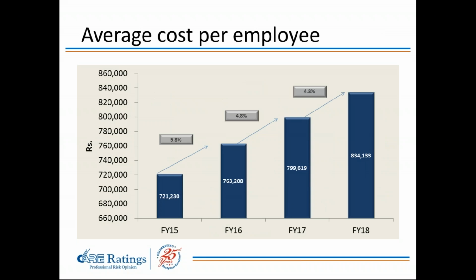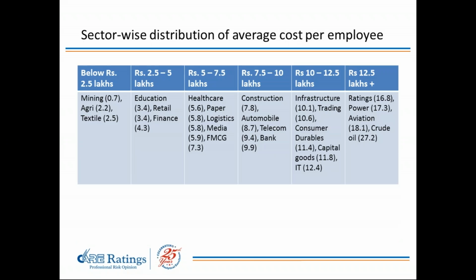Moving on to the average cost per employee. We see that growth rate in average cost per employee has moderated in each of the previous 3 years from 5.8% in FY16 to 4.3% in FY18. The table here shows a snapshot of the sector-wise distribution of average cost per employee. We find that labor-intensive sectors like agriculture, textile, and mining are the lowest paid sectors. Services sectors like trading, IT, and aviation are the highest paid sectors, providing an average employee cost of more than 10 lakhs per employee.